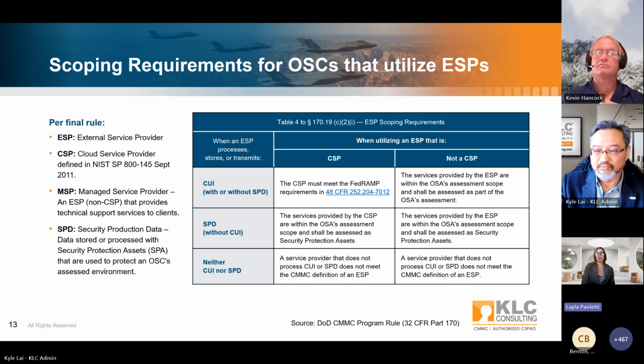So when an external service provider, an ESP, processes, stores, or transmits CUI with or without security protection data, and you are a cloud service provider, those FedRAMP requirements are still in play. That did not go away. So if you're a cloud service provider and you are protecting or processing CUI in any way, you must meet those FedRAMP moderate equivalency requirements that will be further outlined in the 48 CFR.